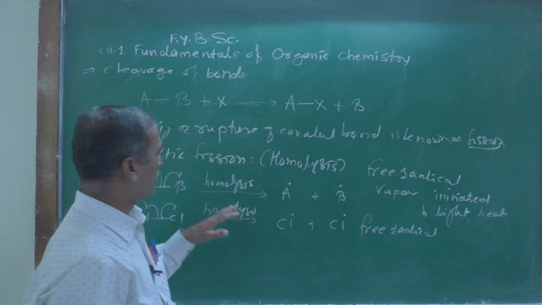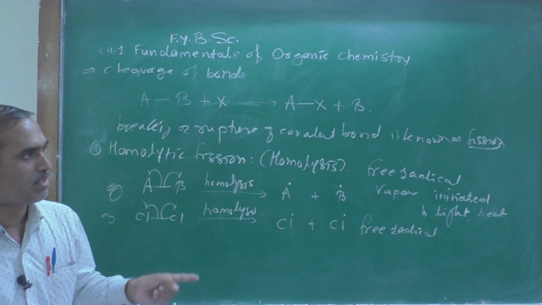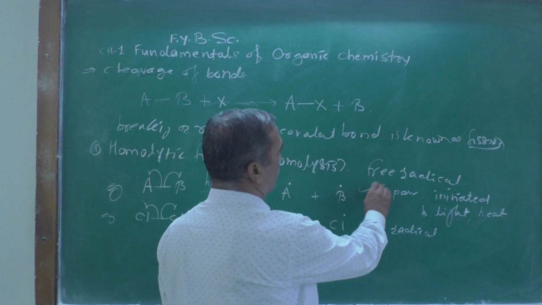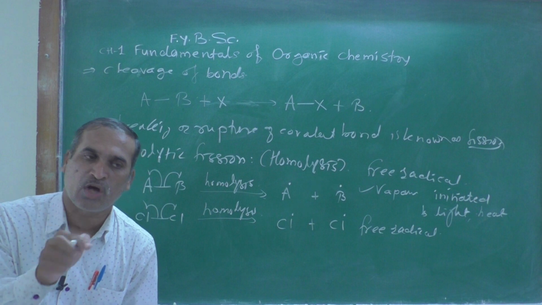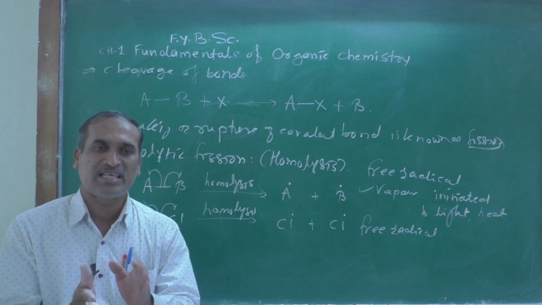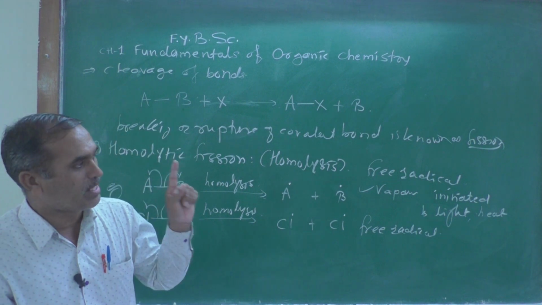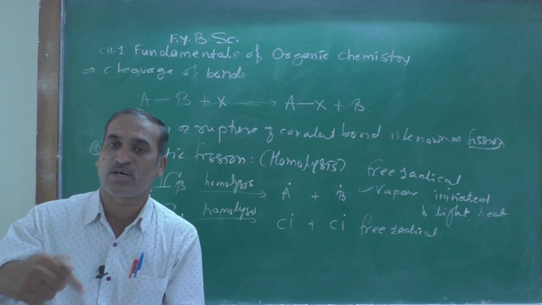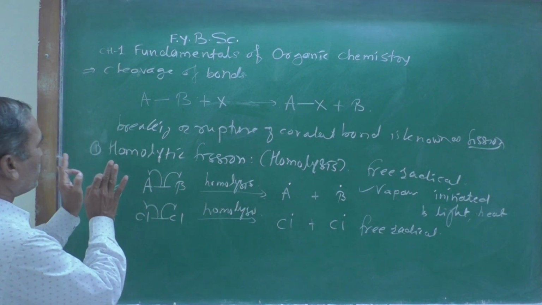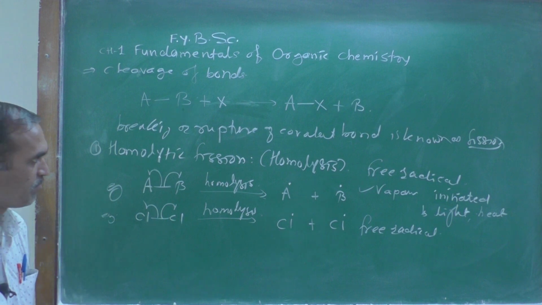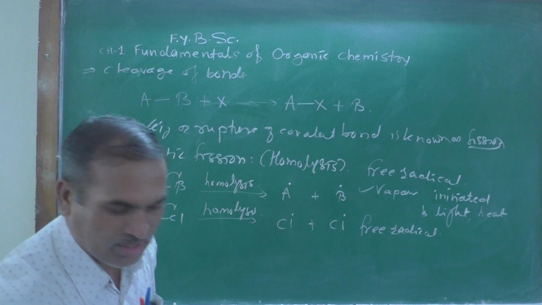So this type of free radical is generated mainly in vapor state or in a solution prepared in a non-polar solvent, and these kinds of reactions are initiated by light, heat or some other free radicals. So this is all about homolytic fission, right? Now let us move on to the second type.